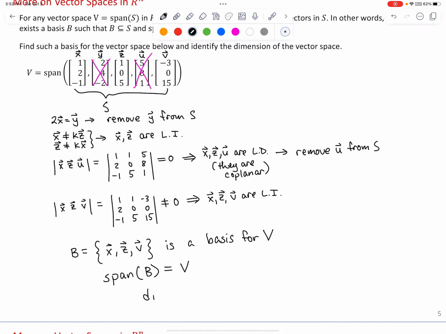And the dimension of this vector space, therefore, has to be 3, which tells me that the vector space itself is R3. Not a plane through the origin, not a line through the origin, not the origin only, but it's the entire space R3. Now let's use technology and look at these 5 vectors.